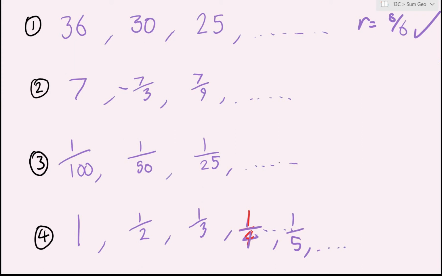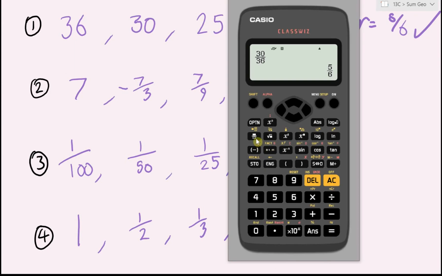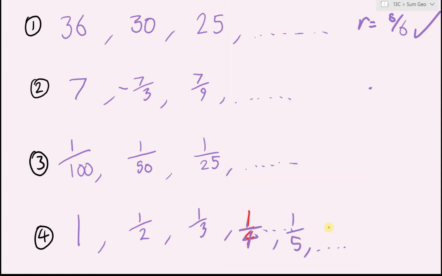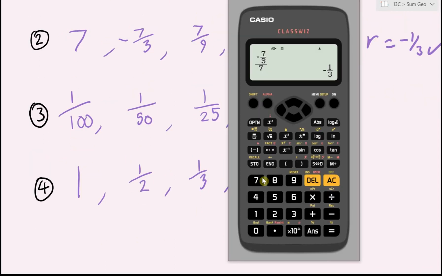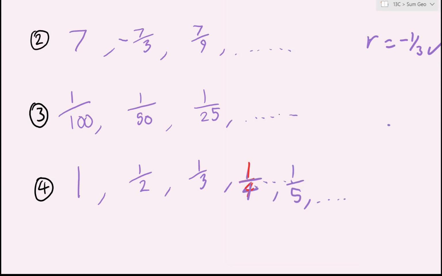Let's look at the second one. We do the same thing. We have minus 7 over 3 over 7. That gives me an r value of minus a third. Again, that's between minus 1 and plus 1, so yes, it will converge. Question 3, we have 1/50th over 1/100th, and dividing those gives me an r value of 2. That is bigger than 1, so that will not converge.